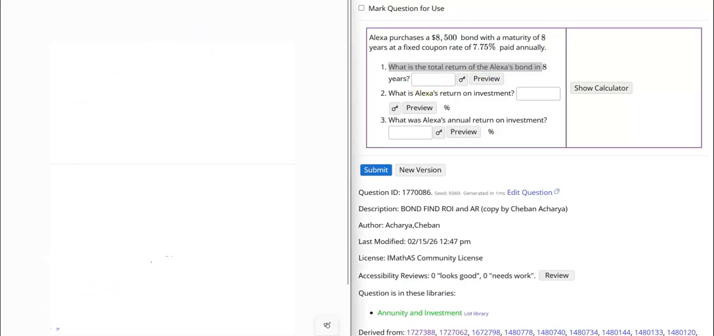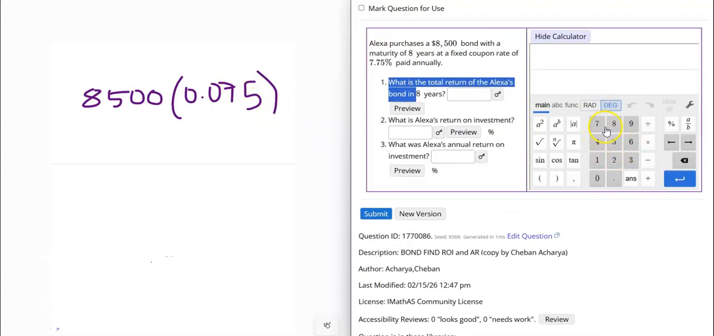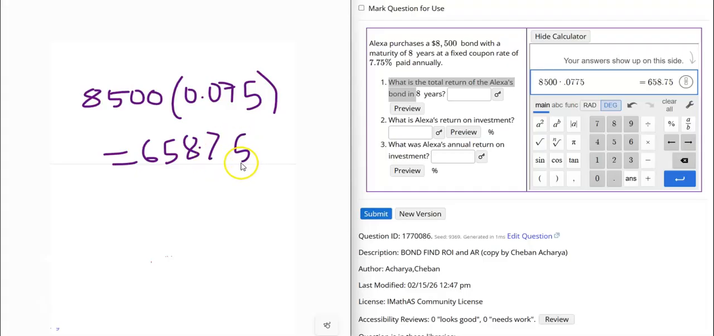So let's see in 1 year how much she got in return. In 1 year she got 8,500 times 7.75%, which is 0.0775. So that's the yearly return. Let me use the calculator. 8,500 multiplied by 0.0775 gives you $658.75, correct? Now this is for a year.